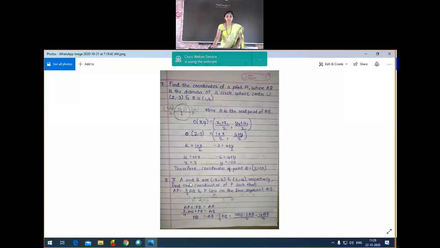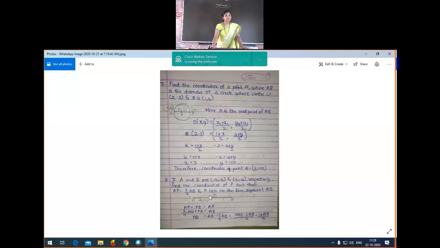If A and B are (-2, -2) and (2, -4) respectively, find the coordinates of P such that AP is 3/7 of AB. The AP measurement is given, that is 3/7 times AB, but the PB ratio is not given. So P lies on the line segment AB, and we have to find the coordinates of this point P.